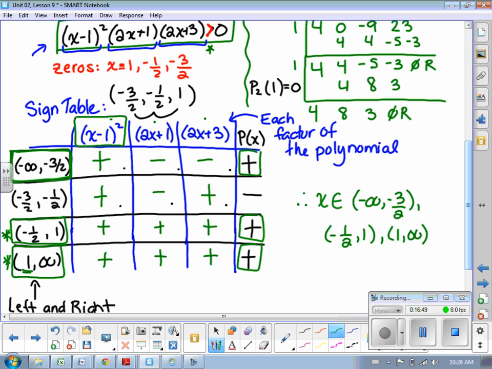If the question had said less than 0, our answer would be the opposite. It would be this part, and we would say between -3/2 and -1/2. And that is how you figure out these inequalities.